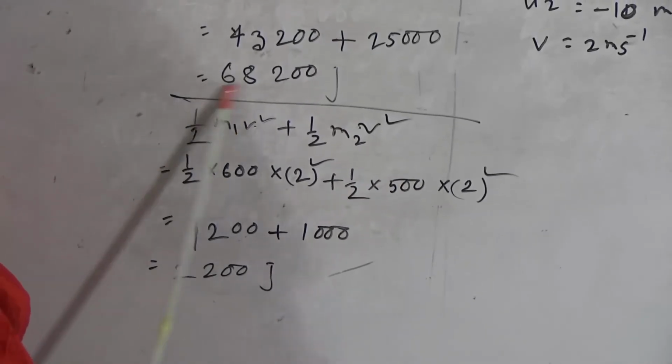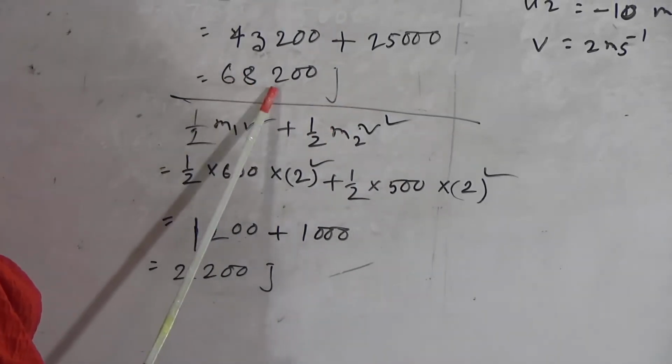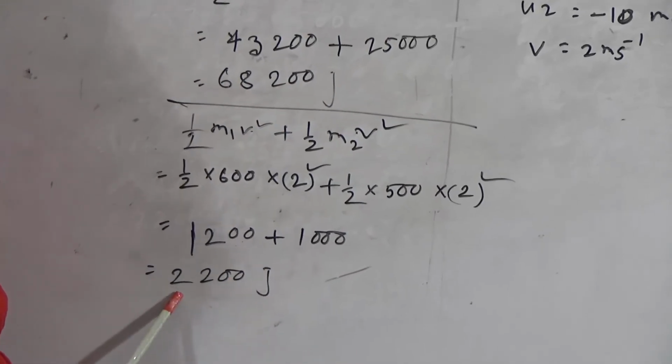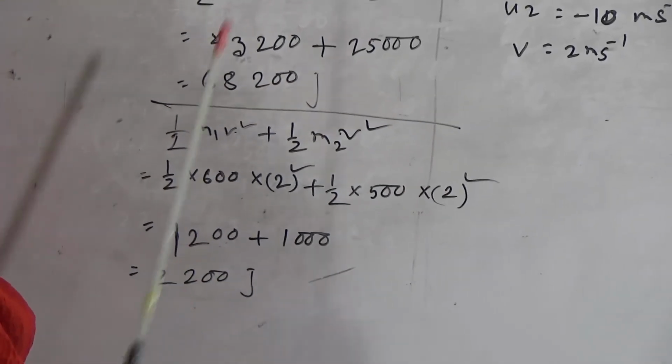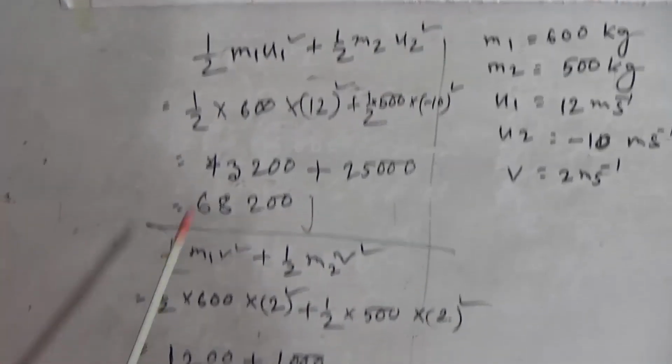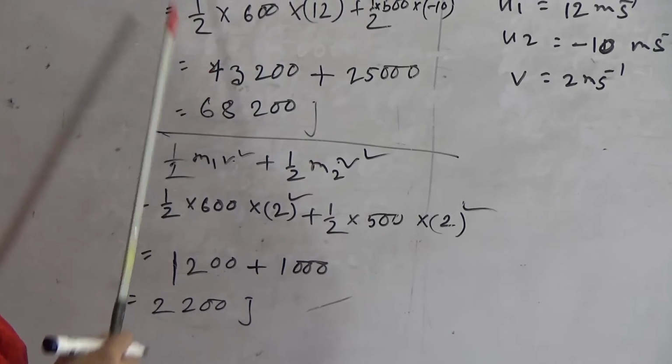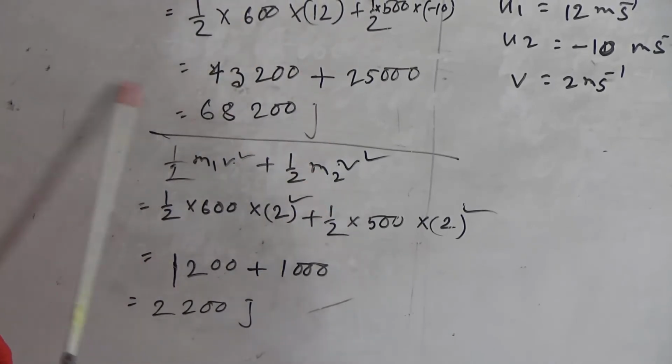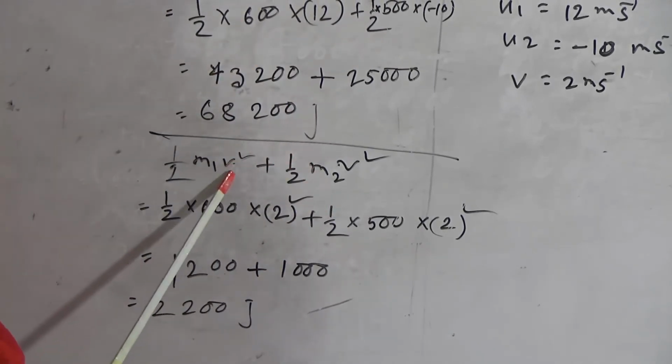Now see my dear students, the total kinetic energy before collision and the total kinetic energy after collision is not the same. This is 68,200 joule and this is 2,200 joule. That means this collision does not support the law of conservation of total kinetic energy. Okay, so prove this one.